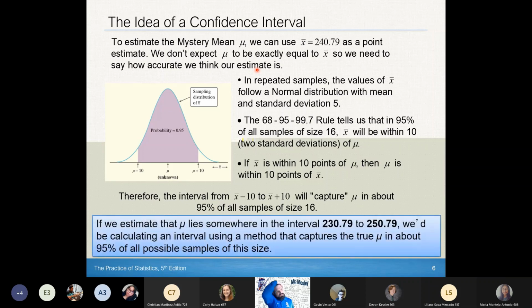If we estimate that mu lies somewhere in the interval 230.79 to 250.79, we'd be calculating an interval using a method that captures the true mean in about 95% of all possible samples of this size. Meaning in repeated samples, 95% of those repeated samples would result in an interval, right, where we find the mean of that sample and then we go 2 standard deviations from that mean that would capture the true mean. The true mean would be somewhere in that interval. There would be some cases where we just miss. That's going to happen.